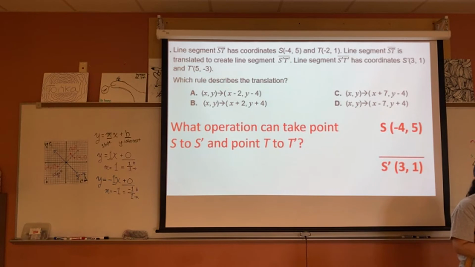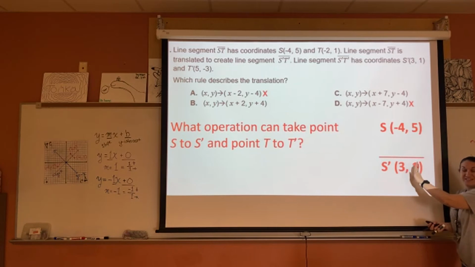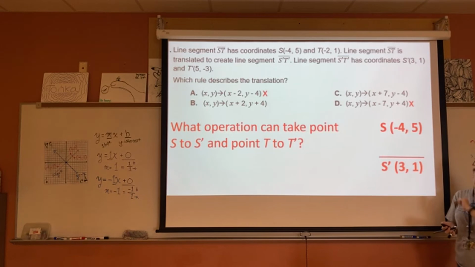Which ones are they? A and D, because those both say that the X value decreased by a number, but we clearly know it got bigger, right? Even if we didn't know what number it got bigger by. What about the Y value from 5 to 1? It got smaller, which means you had to subtract. So which of the two remaining choices show the subtraction?